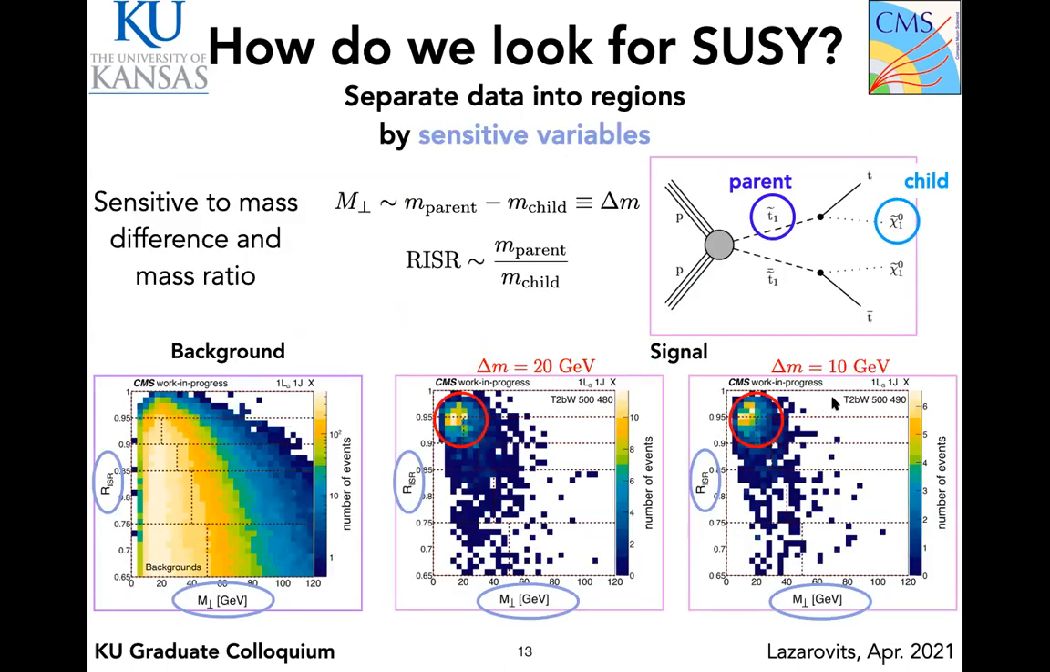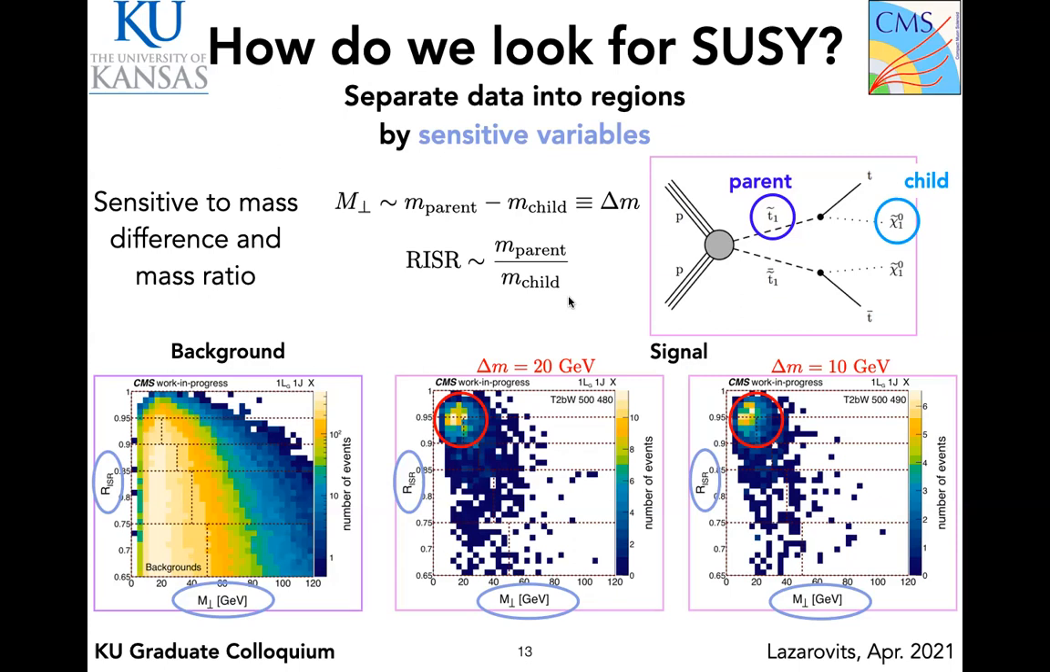Furthermore, we can separate our data into regions by sensitive variables. What I mean by sensitive variables, you can see here in the middle of this slide, we have two particular variables for this analysis. We have this mperp variable, which is going to pick up information about the mass difference, so again, how compressed this event is. You can see mass of the parent minus mass of the child will just give us delta M, change in mass. And this other sensitive variable, RISR, will pick up information about the ratio of the parent to child mass. As an example of what I mean by parent and child, I have this Feynman diagram here.